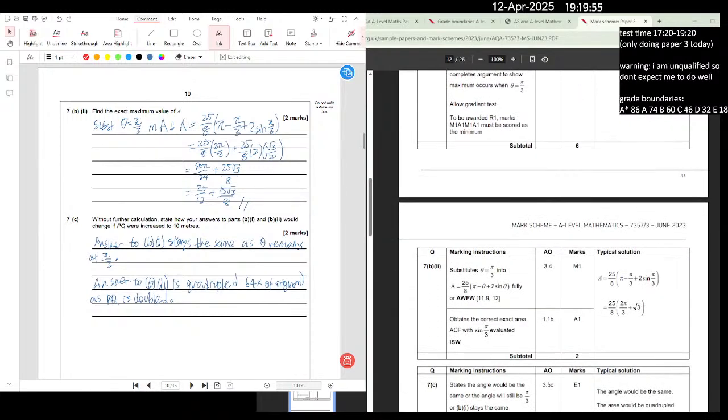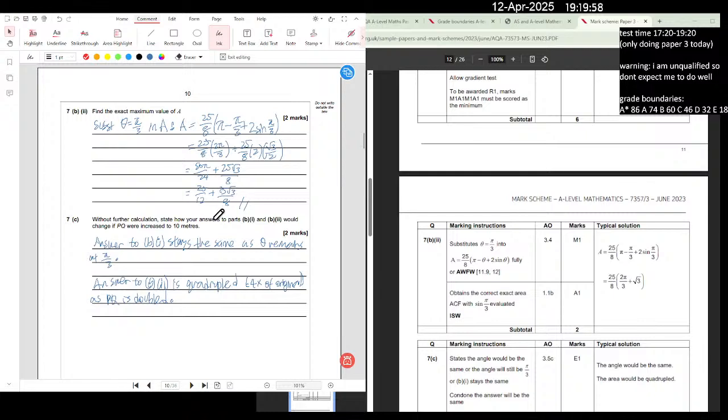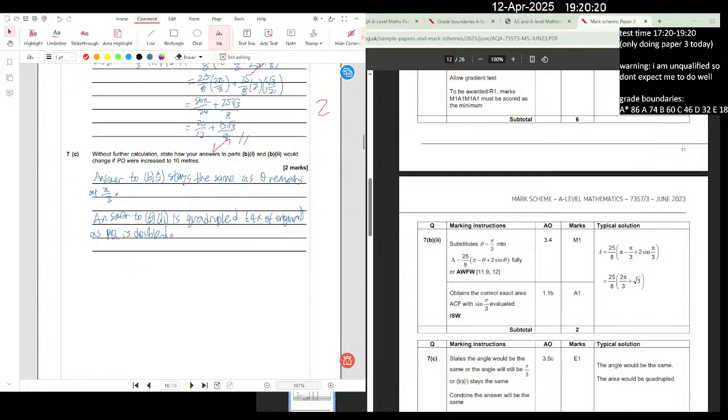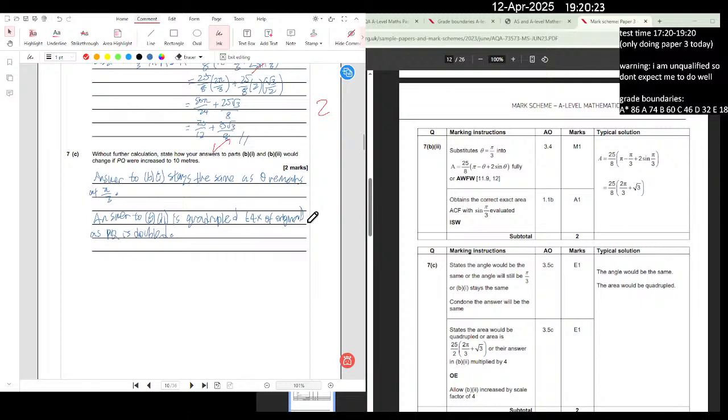Find the exact maximum value. Should be 25 over 8. 2 pi over 3 plus root 3. Well, I gave the full form of it, but it should be right still. Yeah, I think that's equivalent. Says that the angle would still be pi over 3, or B stays the same. Answer to B, 2, quadruple 4 times of original. Yup, 2. Okay.